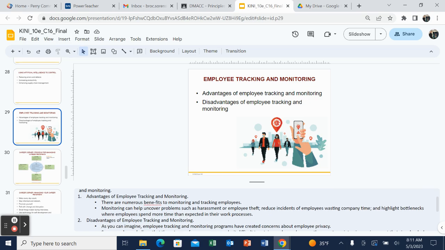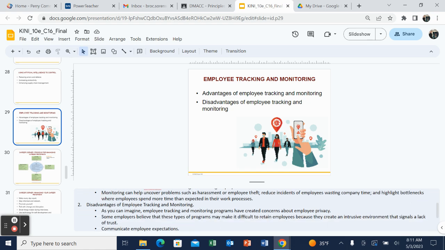So advantages. There are numerous benefits to monitoring and tracking employees. Monitoring can help uncover problems such as harassment or employee theft, reduce incidences of employees wasting company time, and highlight bottlenecks where employees spend more time than expected in their work process. Okay, so those are some of the advantages.